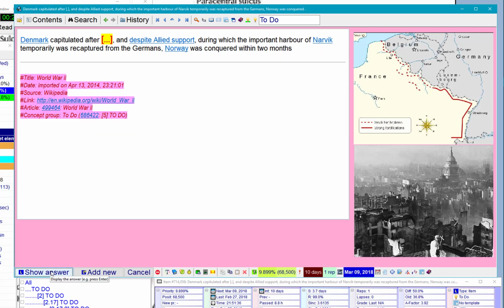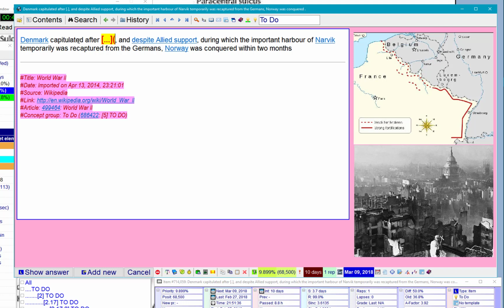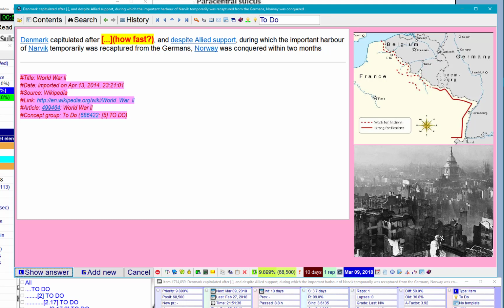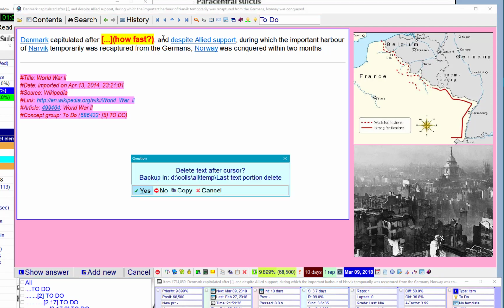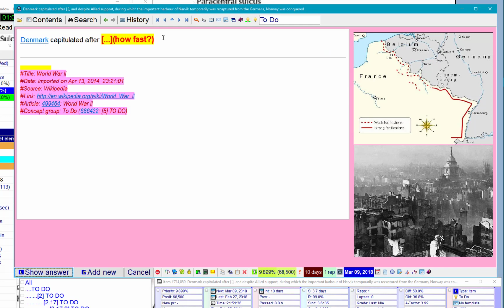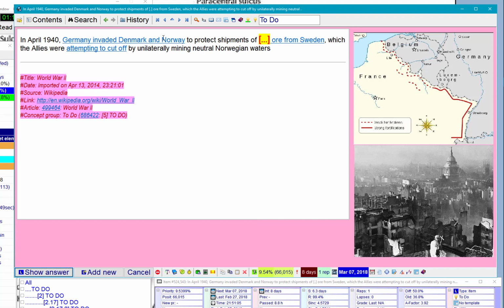Denmark capitulated after, what? I think I know. We need to add a clue here. Denmark capitulated after how fast? A few hours. And despite Allied support, Narvik was probably. Norway was conquered within 2 months. We don't even need that part. So, Alt dot. Denmark capitulated after a few hours. That's a curious item. What's next?